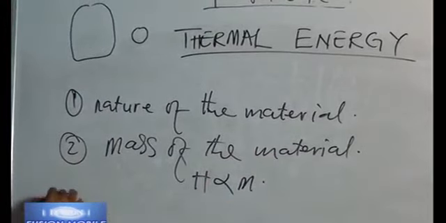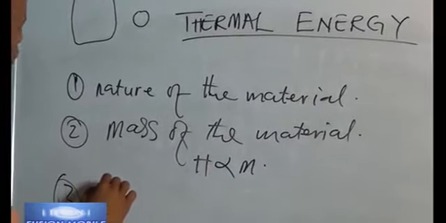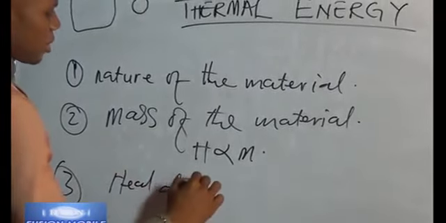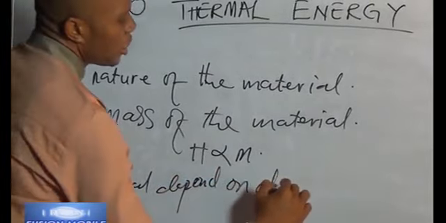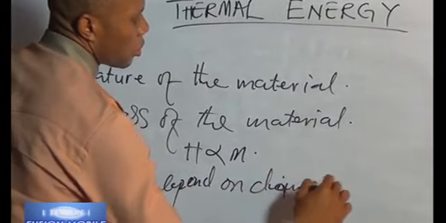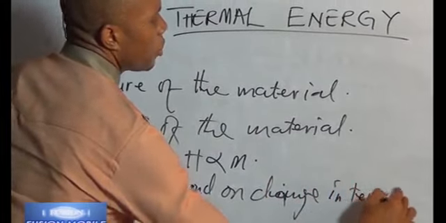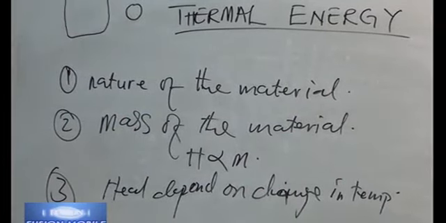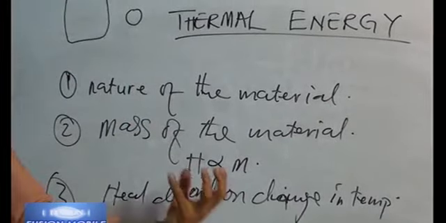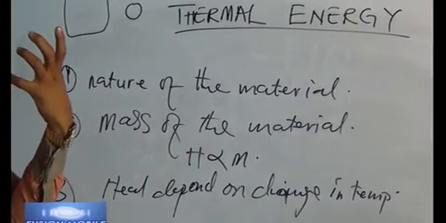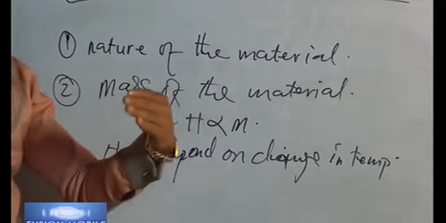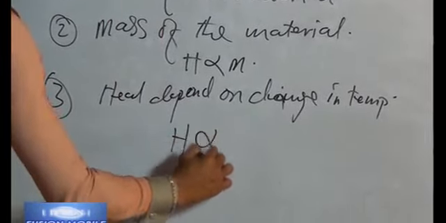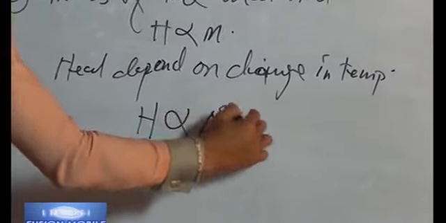Now thirdly, we'll say that heat is directly proportional to change in temperature. That means heat depends on change in temperature. The more you have an increase in temperature, we'll say there is more absorption of heat, temperature will be increased. And the more a body liberates heat or emits heat, temperature reduces. So we'll say that heat is also directly proportional to change in temperature.